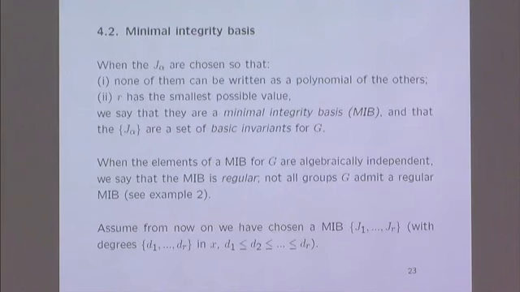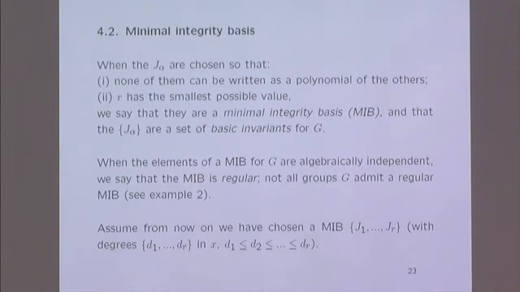Now, if I choose a basis such that none of the polynomials can be written as a polynomial of the others, it could be written as a non-rational function, but none of them is written as a polynomial, and R is the smallest possible value, then I have what is called a minimal integrity basis. I think you use a slightly different notation, but this is the thing. And I will call this JA the basic invariants.